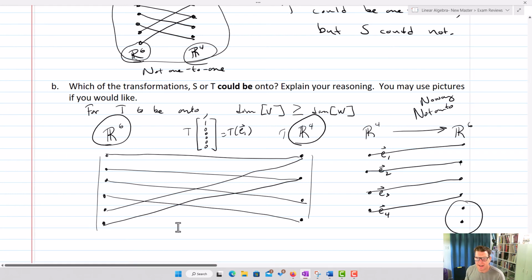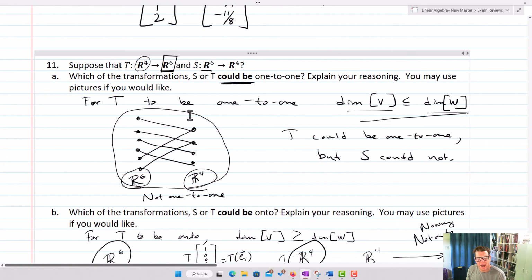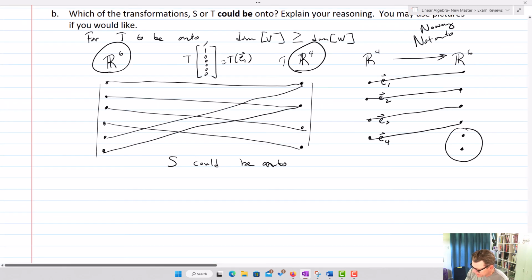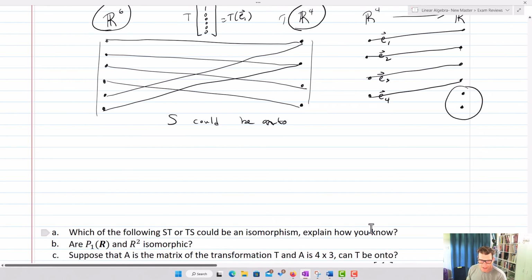So from that perspective, we can say that S, R6 to R4, is the transformation that could be onto. So S could be onto. Now, since this is a review, let's talk about another way to do this, a way that we might do a little bit more mathematically rigorously.